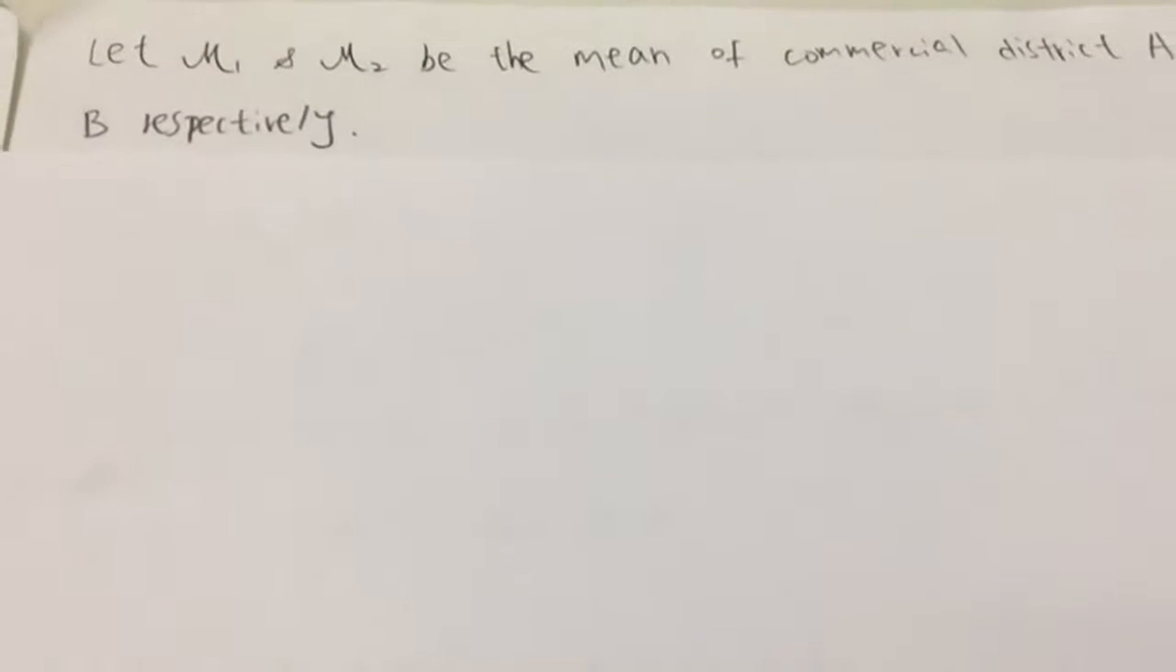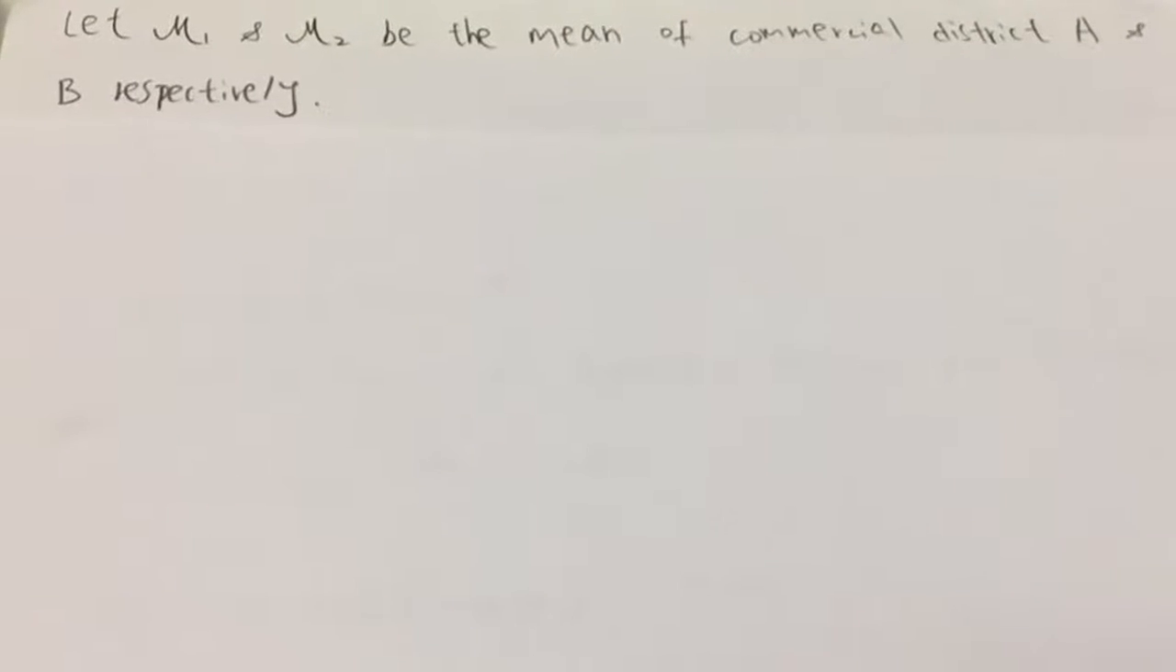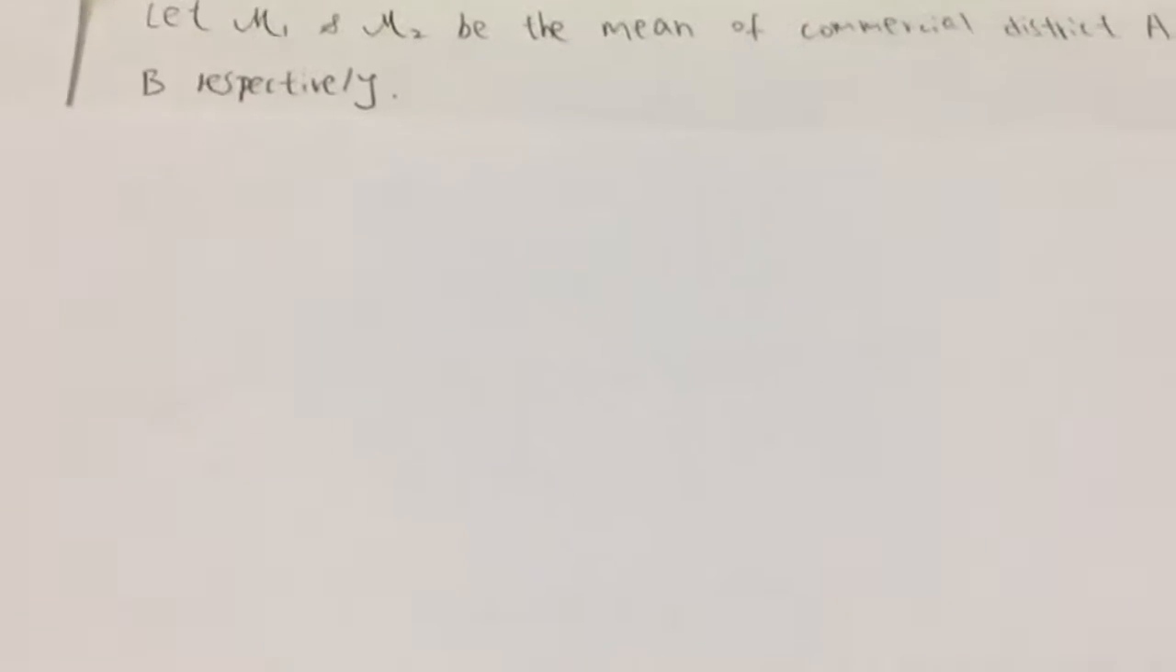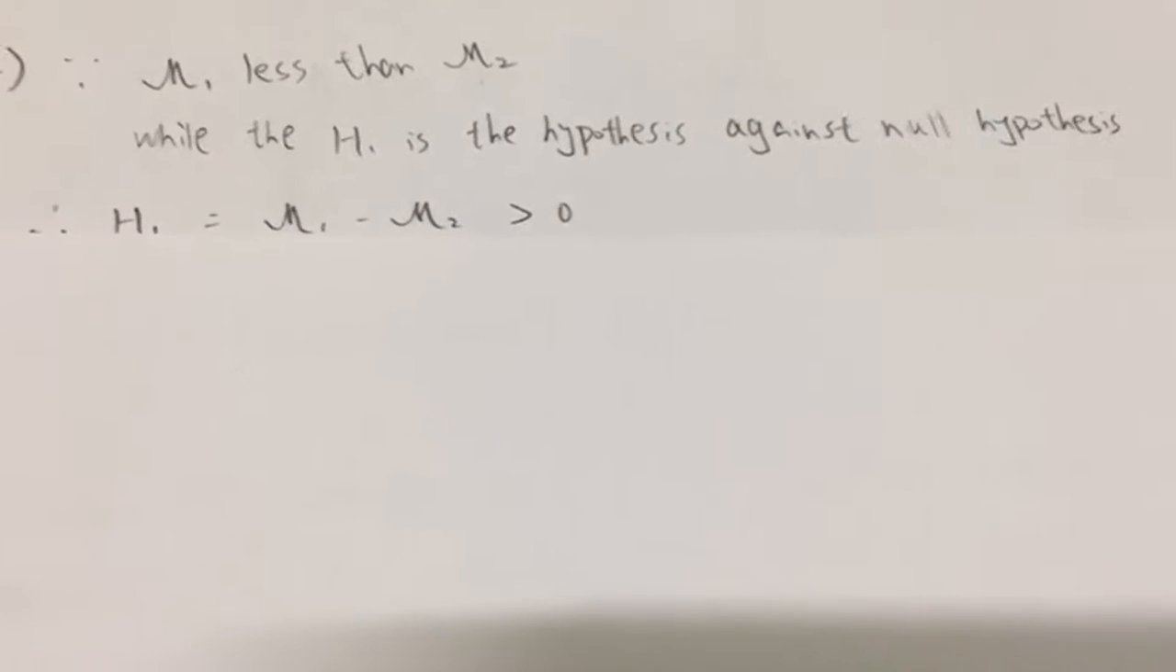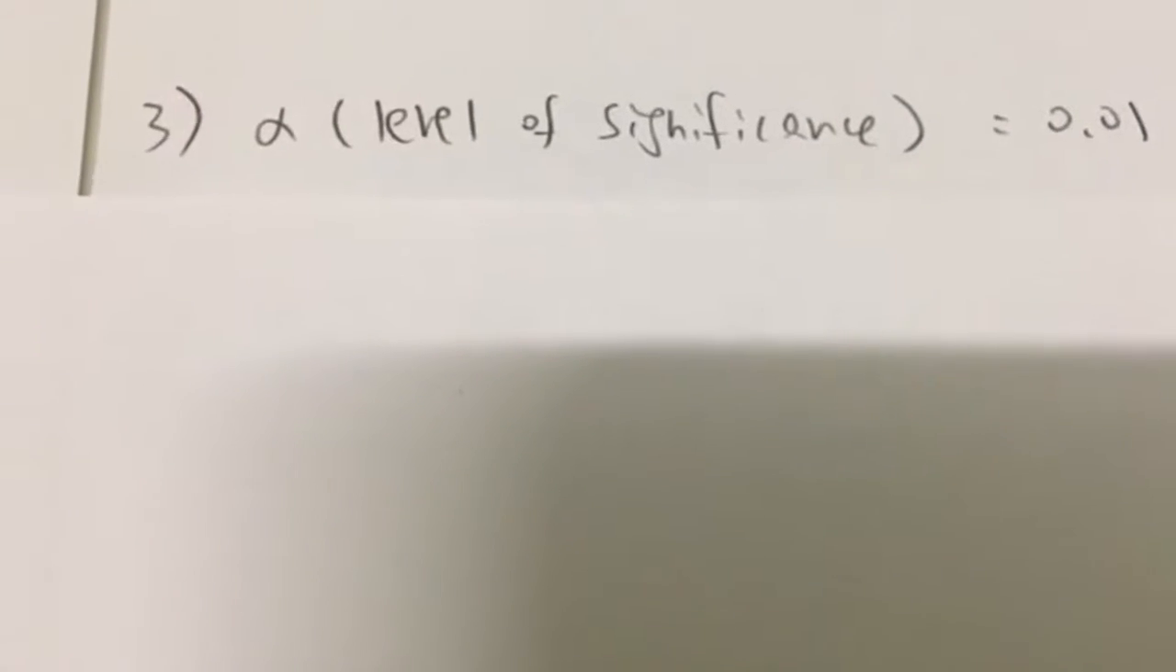Today I'm going to talk about mock paper 3, question 5b. First, I let mu1 and mu2 be the mean of commercial district A and B respectively. Then we can start the 7 steps of testing hypothesis. The first step is the null hypothesis: mu1 minus mu2 equal to 0. The second step is that since mu1 is less than mu2, while H1 is the hypothesis against the null hypothesis, H1 is mu1 minus mu2 larger than 0. The third step is level of significance equal to 0.01.